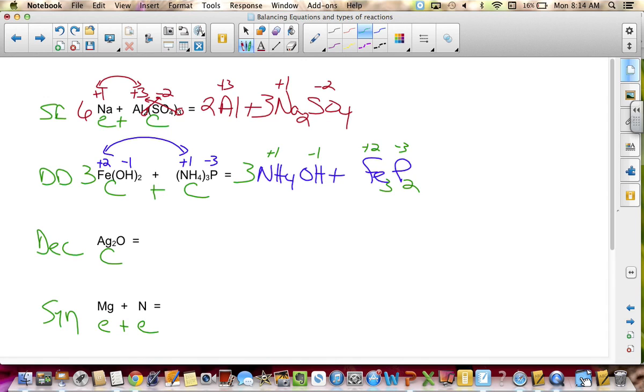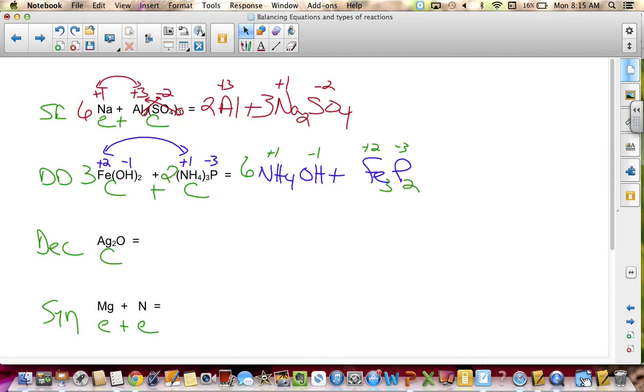Put the 3 there, and that now makes 6 hydroxides. So if I put a 6 here, now I've got that. I need 2 phosphates, so there's my 2 phosphates, and I now have 6 ammoniums as well. So I think the biggest key that you guys need to be able to do is to write the charges up above the reactants and then do the things accordingly.